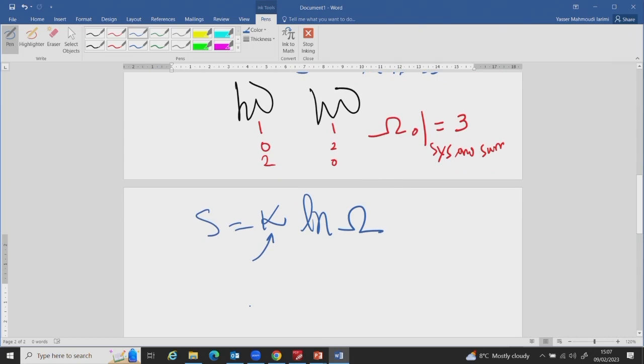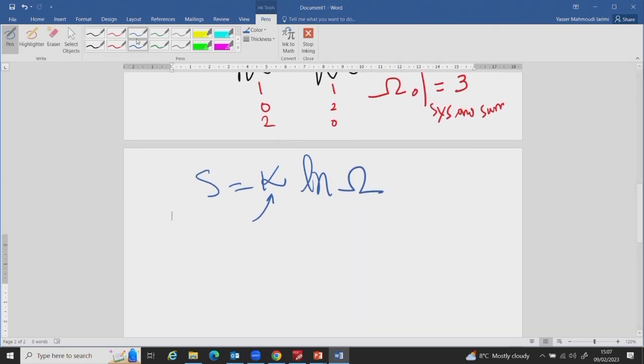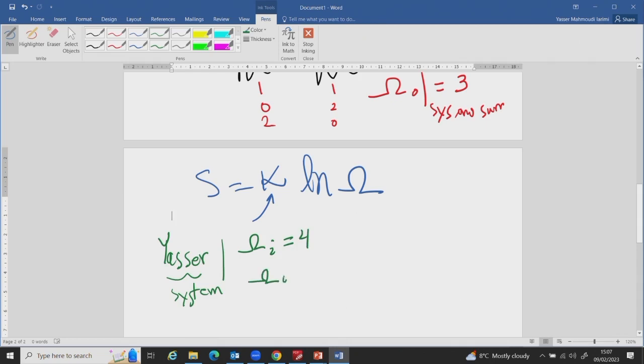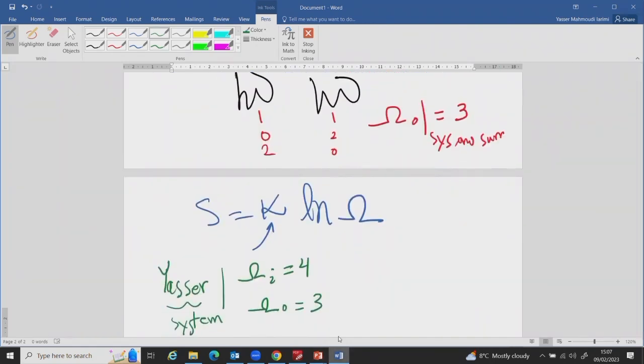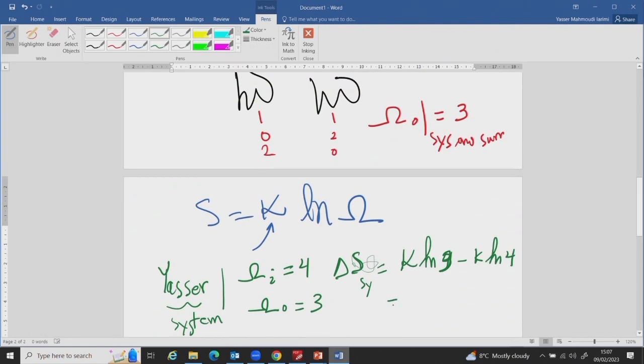So that's entropy. Now, tell me, if you're going to calculate the change of entropy of me, myself. For Yasser, guys, remember, which is actually the system, I call myself a system. The initial number of states was 4, while the final state was 3. Now, the change in entropy of the system is k ln 3, the second state, minus k ln 4, or if you like, k ln 3/4. This is smaller than 0. It's a negative number.